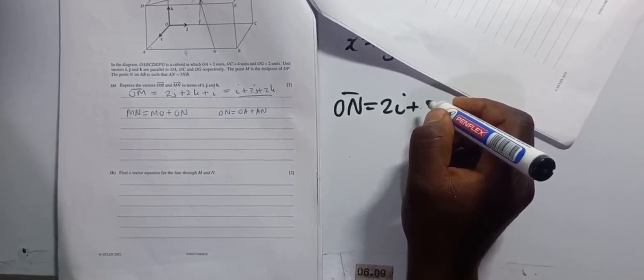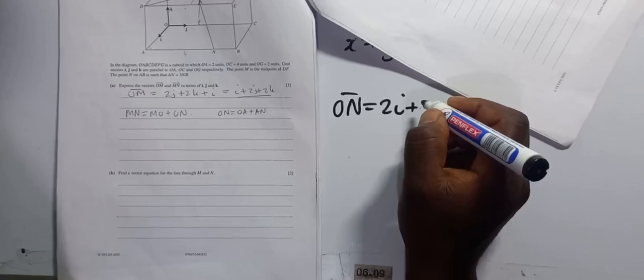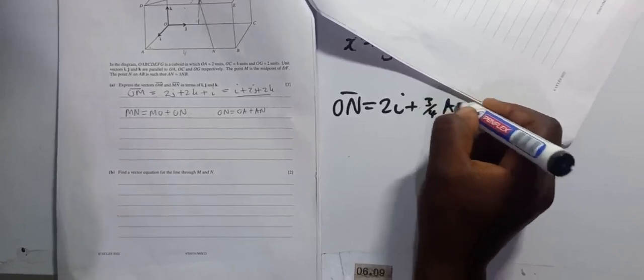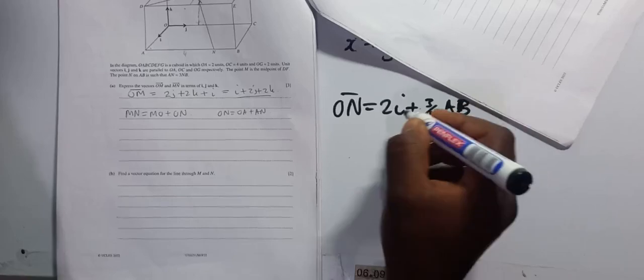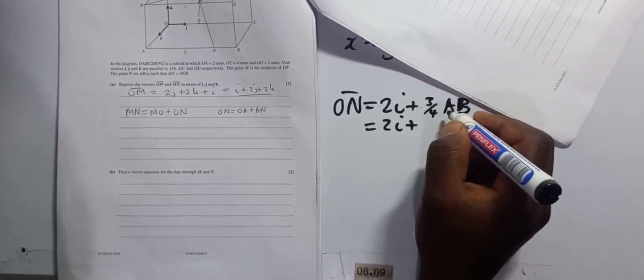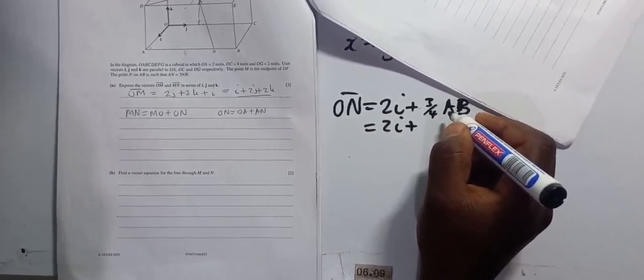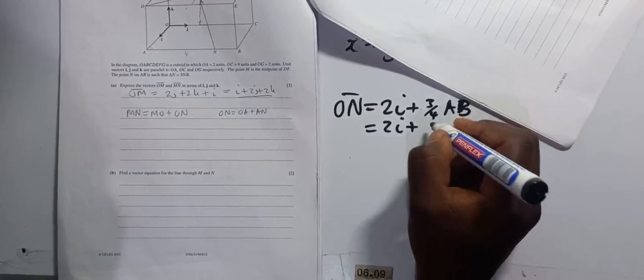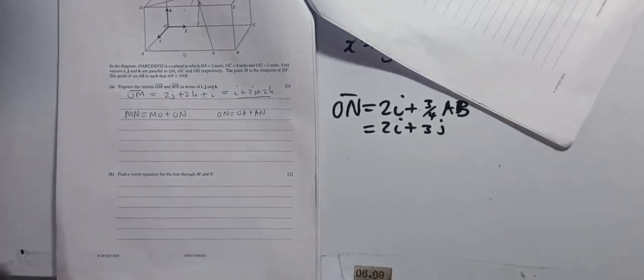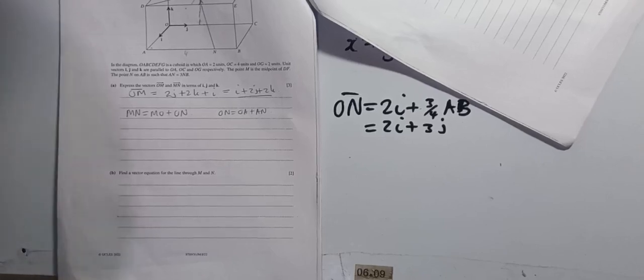So we have 4 parts there. AN is 3/4 of AB. AB and OC are the same, 4 units. So 4 times 3/4 gives 3J. So ON is 2I plus 3J, which makes sense because we haven't moved vertically or in the direction of K.